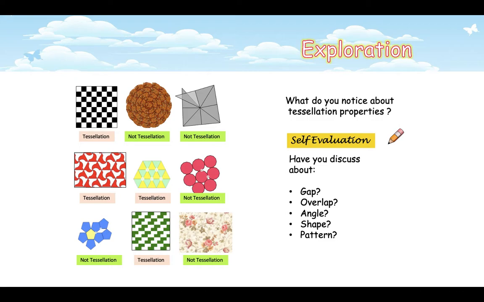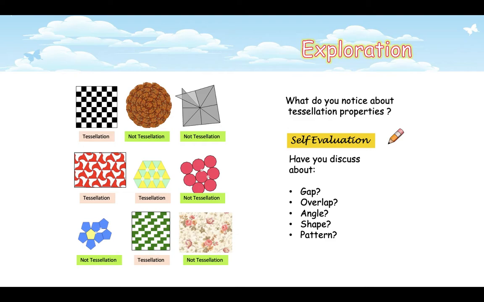Please pause the video if you need more time to figure out what tessellation means by observing the given pictures. So tessellation is covering the surface with the same objects. You cannot have a gap and you cannot have overlapping objects.